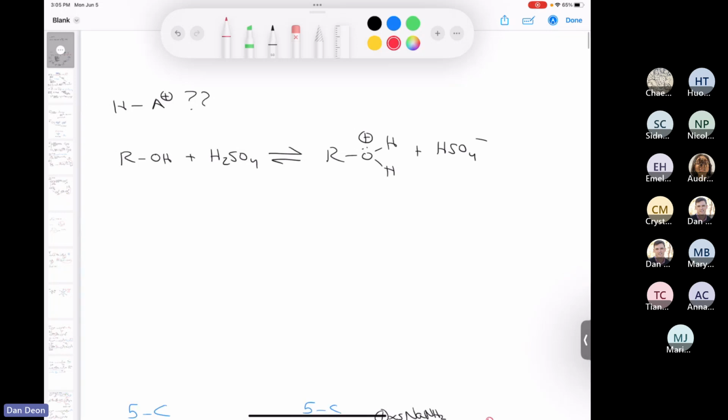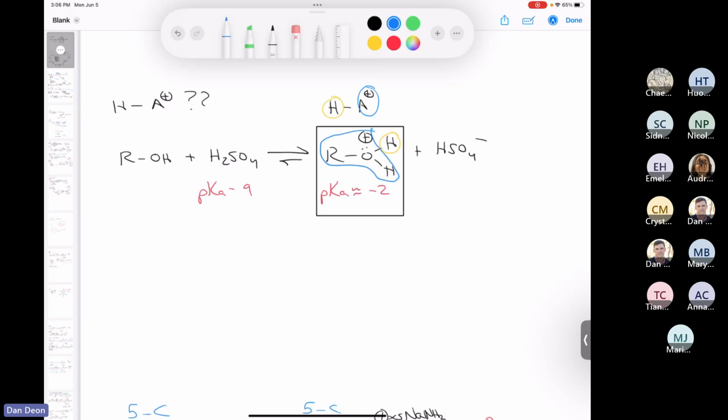Remember, sulfuric acid has a pKa of about -9, and the protonated form of water or an alcohol has a pKa of around -2. So the equilibrium is going to lie to the side of the weaker acid, right? So our equilibrium is going to lie to this side. So this is our HA plus. It's the protonated form of the alcohol, but we just usually abbreviate it like this. This would be our H, and all the rest of it would be the A plus portion. So it's just the conjugate acid of the alcohol.